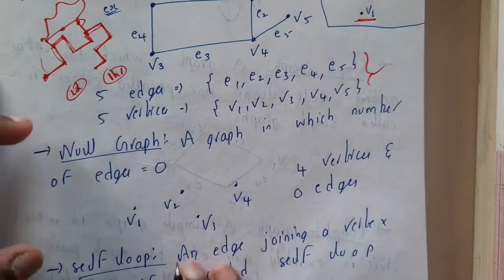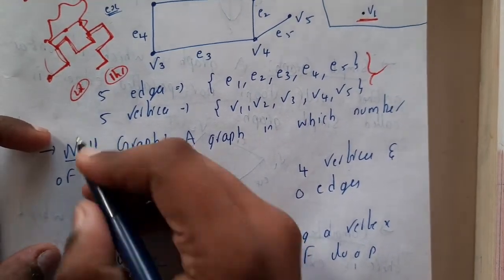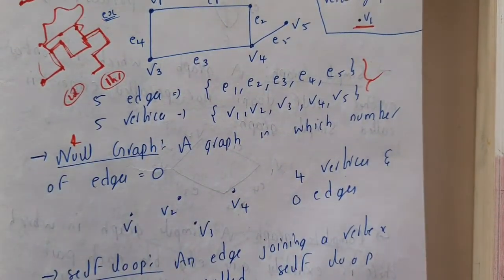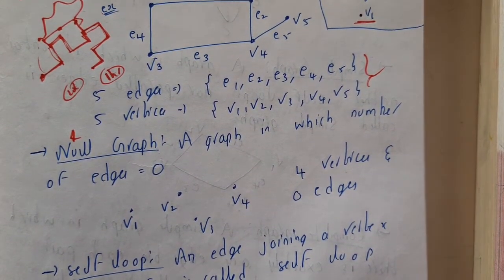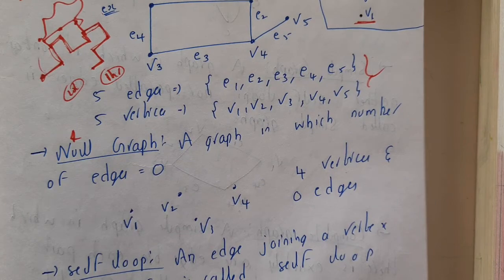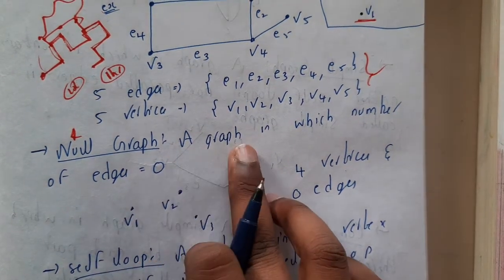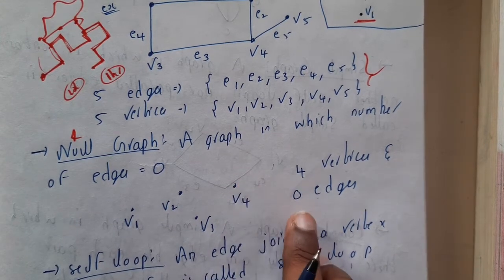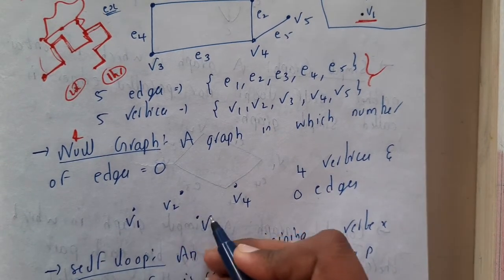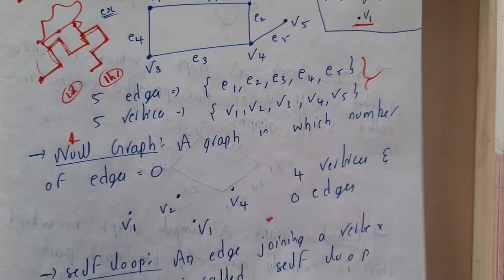Similarly, the null graph. Null means something empty, right? When there are no edges, or the number of edges is equal to 0, then we can say that it is a null graph, guys. So it is a graph in which the number of edges is equal to 0. Here we have 4 vertices, but there are no connections between them, right? Hence that is a null graph.